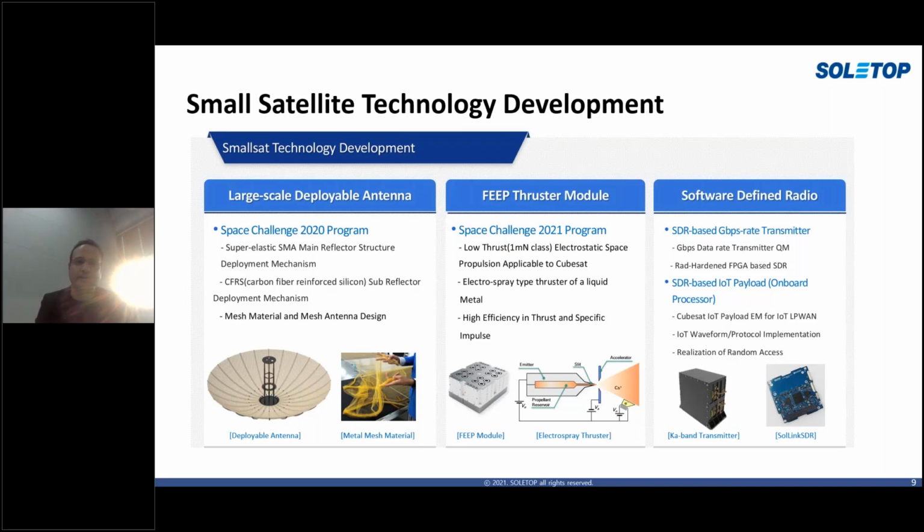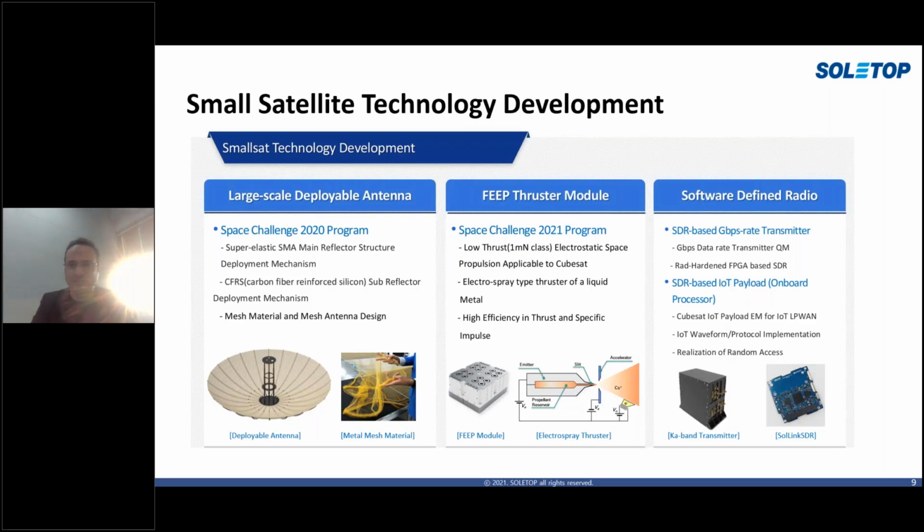So now we have the standard forms of thrusters, but in future definitely we can have customizable thrusters. There are many in business already, but in future we'll have diverse variation in thruster and propulsion development. So electrospray type thruster of liquid metal, these kind of applications are coming up, and Soletop will be very deeply involved in each of them.